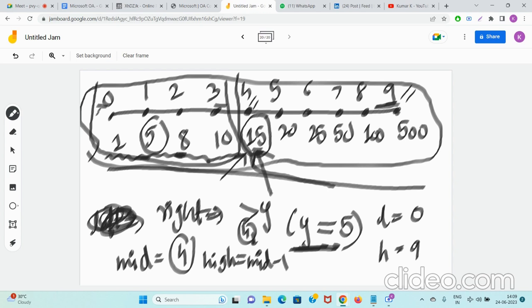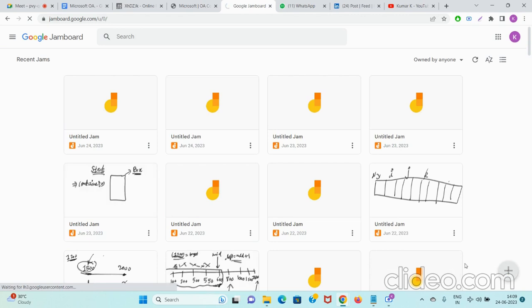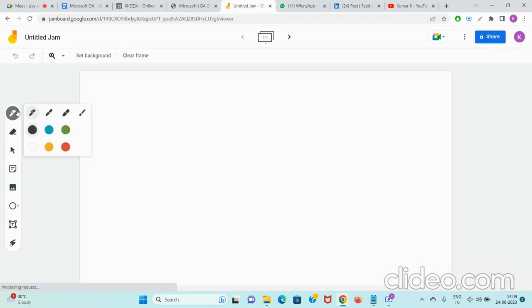So like this, I will keep on doing the binary search algorithm, guys. Okay. Now this thing, I don't need to explain unless you are a full beginner, but still I'm putting all my energy in. Okay. Binary search also I will have to explain. No problem.